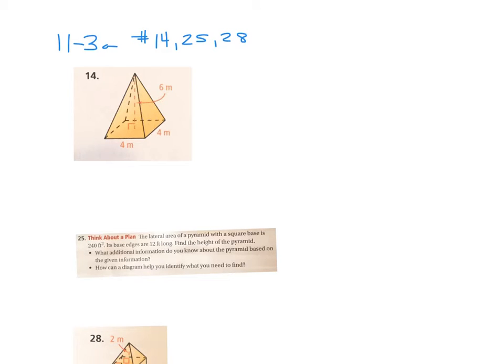All right, so number 14, it asks you to find the lateral area of a pyramid to the nearest whole number. So first of all, you're only finding lateral area on this one. I think sometimes people are so used to finding surface area that they keep going. But your lateral area of a pyramid is 1/2 PL, P being the perimeter of the base, so 4 plus 4 plus 4 plus 4, or 4 times 4 would be 16.